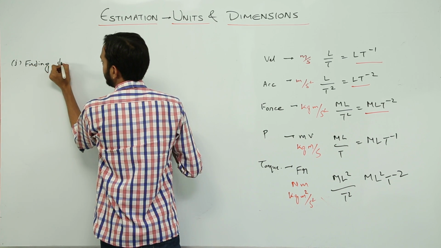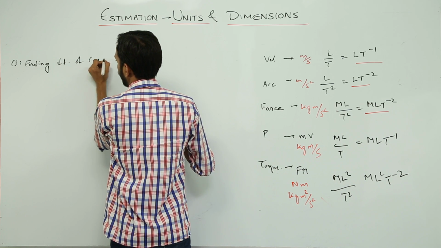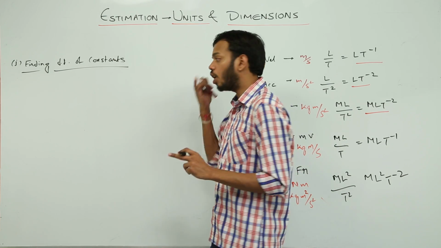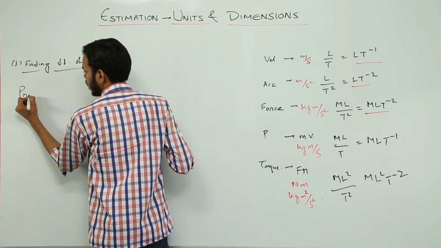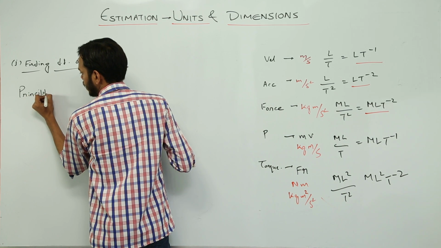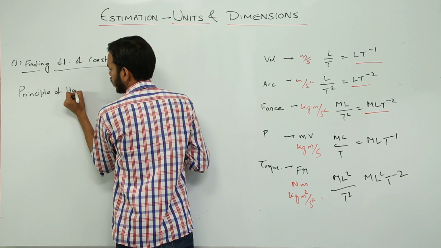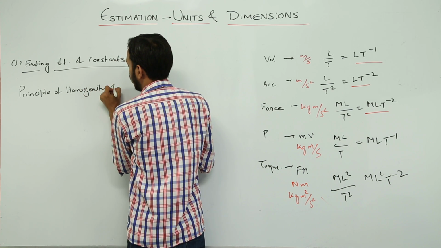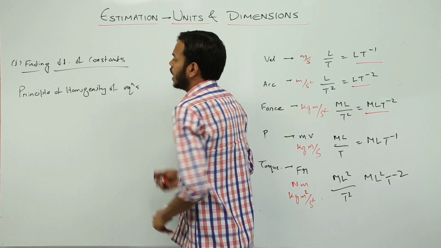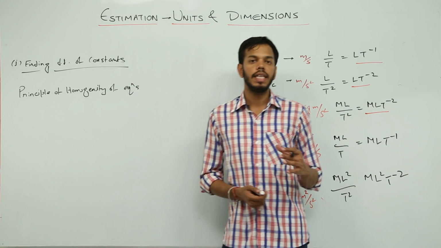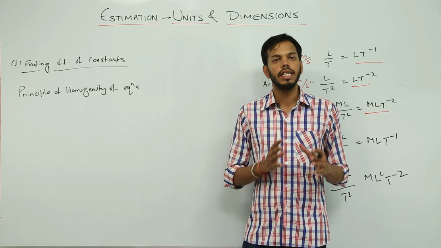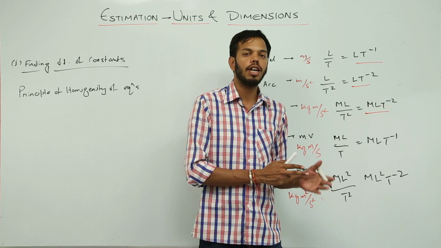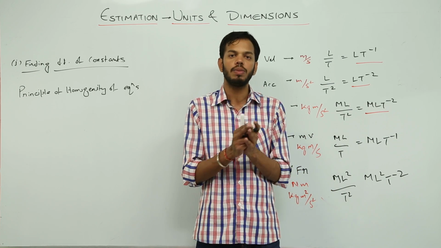Finding dimensional formula of constants. Now, according to the principle of homogeneity of equations. This principle states that the SI unit or the dimensional formula of each term on the left hand side of the equation and the right hand side of the equation has to be equal.